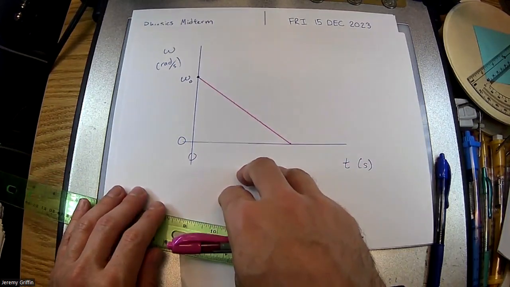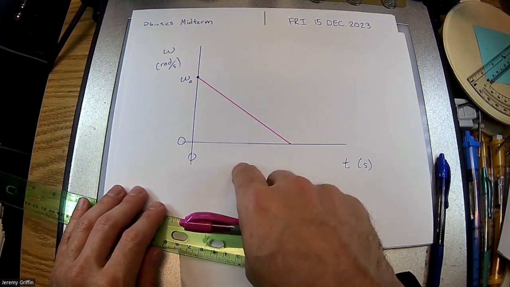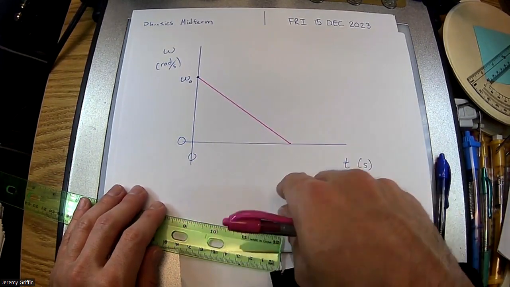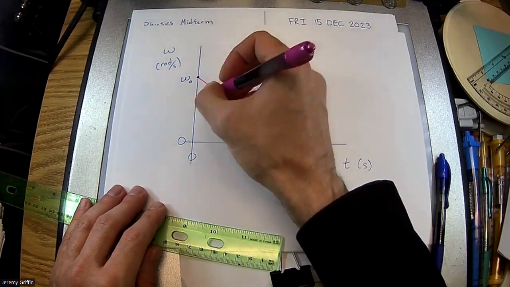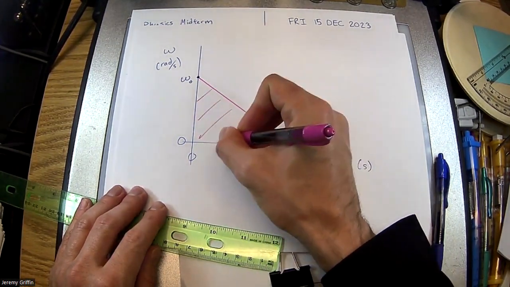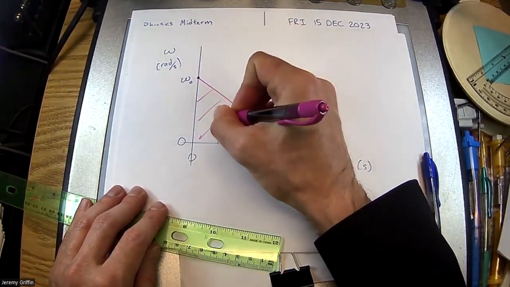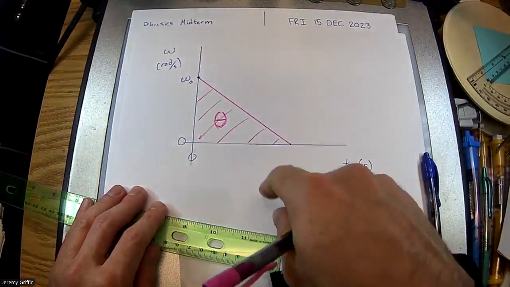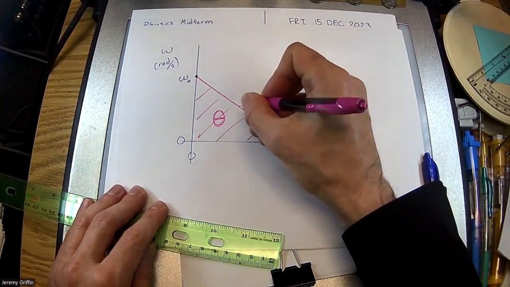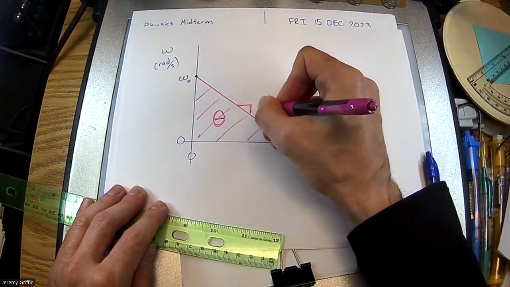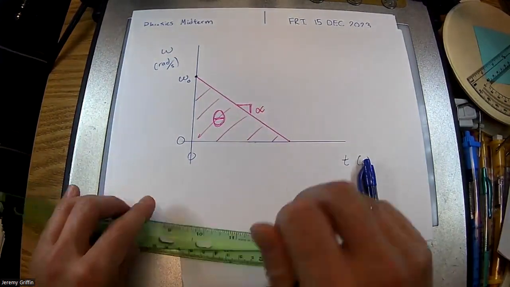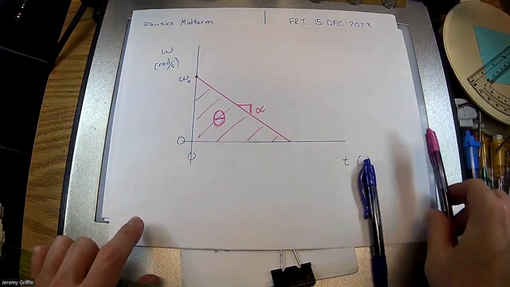And guys, this graph can tell you a bunch of things, right? What property of this graph tells you how far it's rotated? The area of that triangle. I would call it theta for angular displacement, right? What property of this graph tells you the rate that it's slowing down? The slope. I'll call that alpha for angular acceleration. Now, the first question is, what is that theta?